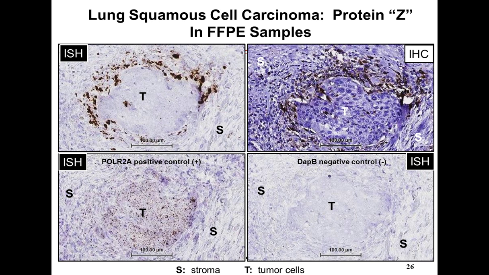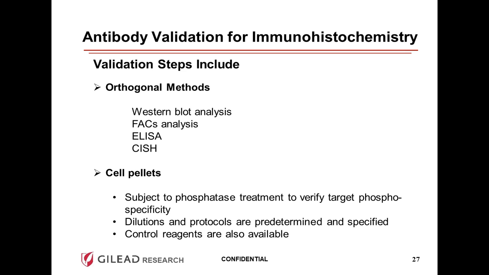This is what we normally saw with protein Z in the top right-hand panel, where you see the IHC. Protein Z was found in macrophages. Here we have tumor-associated macrophages surrounding this tumor island. And on the left, we have the in situ hybridization confirming that these macrophages, or TAMs, are truly reservoirs of protein Z. Again, we have our positive control on the bottom left and our negative control on the bottom right.